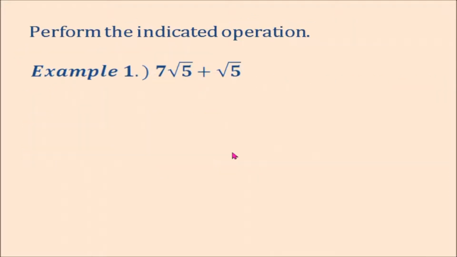Now let's perform the indicated operation on radicals. Example number 1. If the radicands are the same, we can add the coefficients. So 7, you don't see a coefficient here, it's understood to be 1, so it's 1. So 7 plus 1 is 8. So our answer is 8 square root of 5. We just copy down the common radicand.